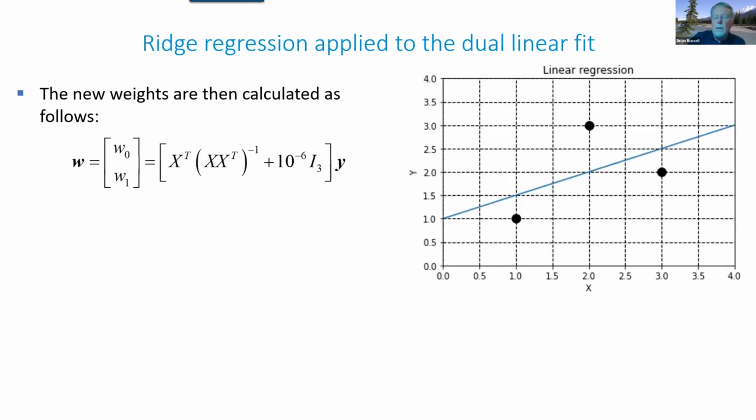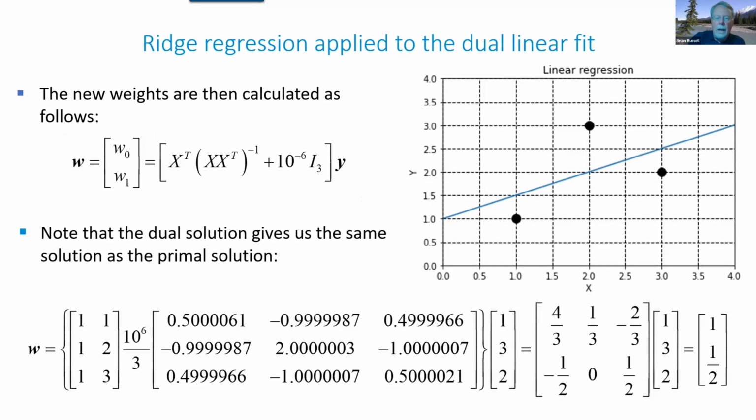So the new weights, put them in, you're going to get the right answer, because you're using a little bit of pre-whitening. As I showed you before, the actual solution is the same as before: 4/3, 1/3, minus 2/3, and minus 1/2, 0, 1/2 times the 1, 3, 2, which gives you the weights of 1 and 1/2.